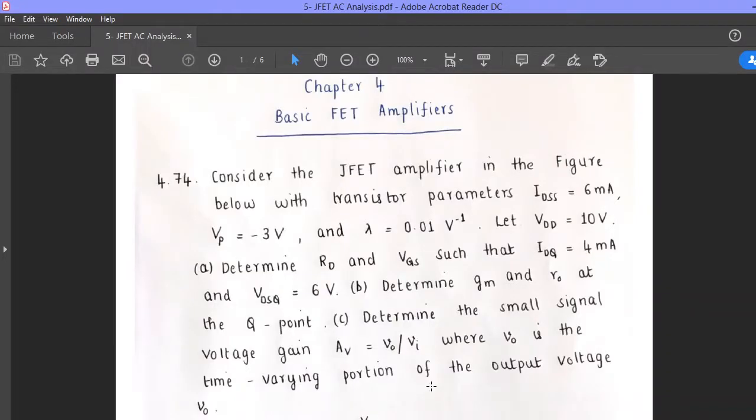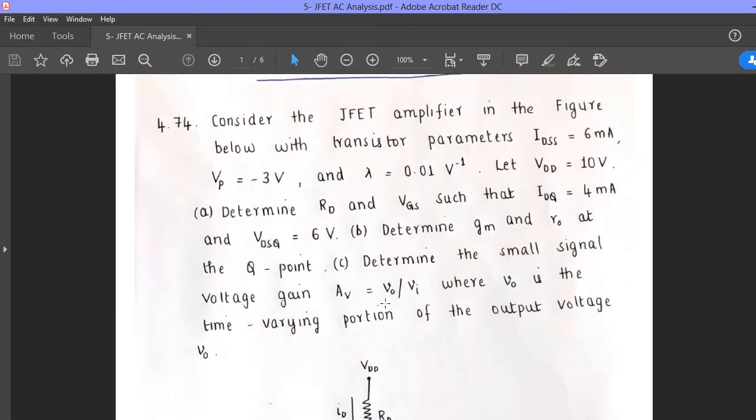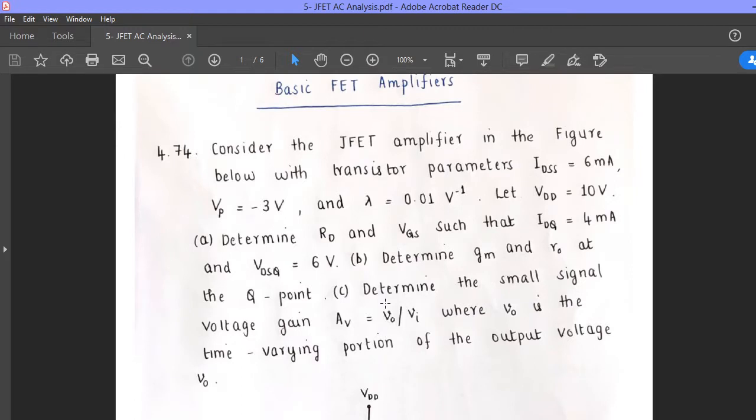Good morning, friends. I have brought two basic questions on basic FET amplifiers. Yesterday, one student asked me these two doubts, so I tried to solve these questions. This is very important, and it is a type of question which clarifies your basic concepts about amplifiers, JFET amplifiers.